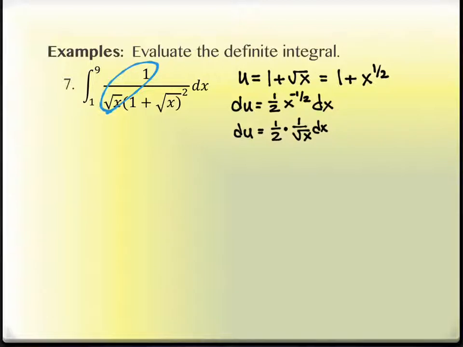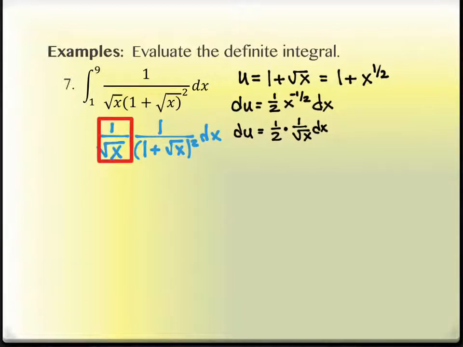That piece right there is the 1 over square root of x piece, and there's the dx at the end. If it helps, you could rewrite this to recognize that this is 1 over square root of x and 1 over 1 plus the square root of x squared dx. You don't have to rewrite it, but that is the truth. These are quantities that are equal. So I have this piece and this piece.